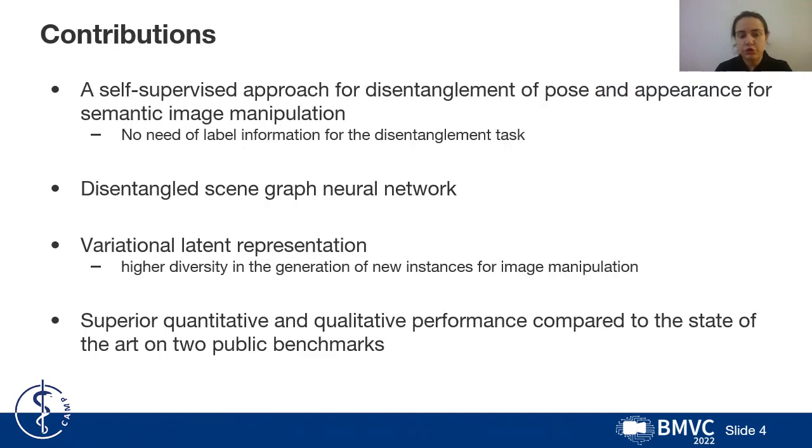So our main contributions are a self-supervised approach for the disentanglement of pose and appearance for semantic image manipulation that does not require any label information for the disentanglement task. We propose a disentangled scene graph neural network and also a variational latent representation using variational autoencoders that enforces higher diversity in the generation of new instances for image manipulation. Our method achieves superior quantitative and qualitative performance compared to the state-of-the-art on two public benchmarks.